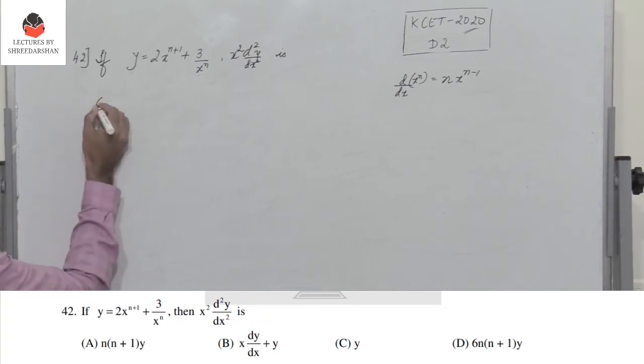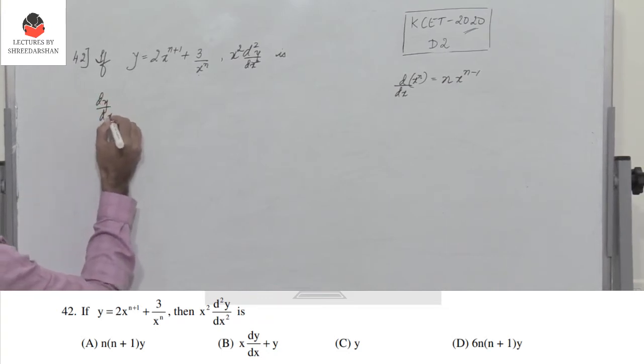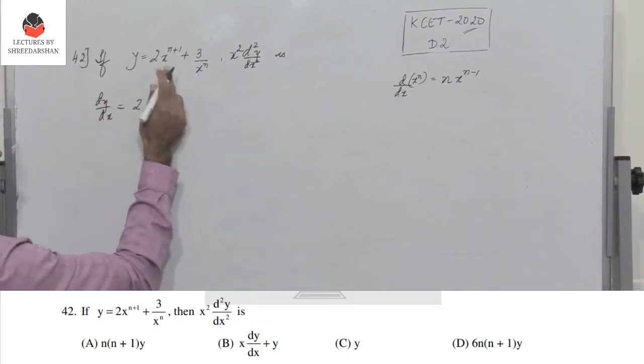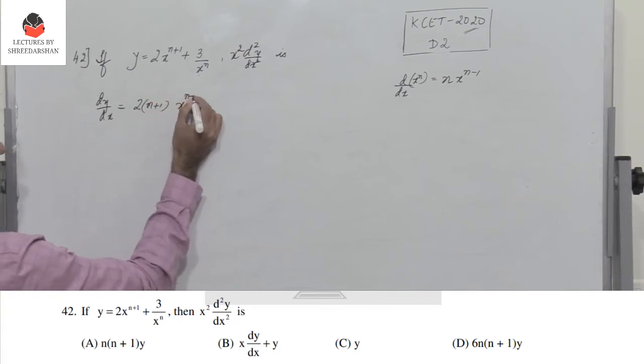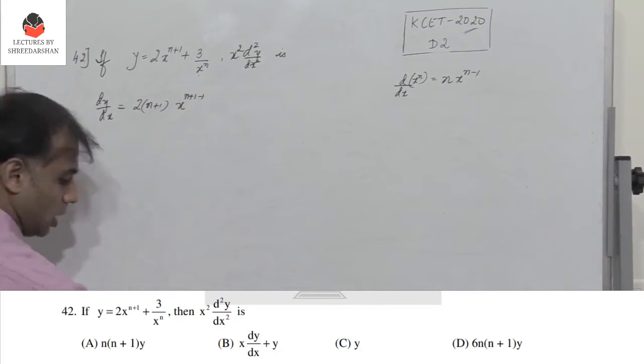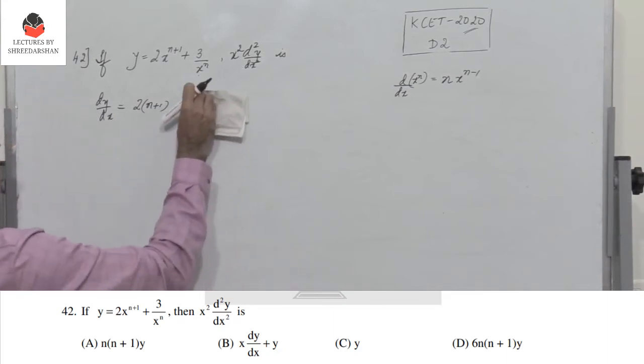So now differentiating this, I have dy by dx equals 2 into, so instead of n I have n plus 1. So n plus 1 into x power n plus 1 minus 1. So I get x power n here.